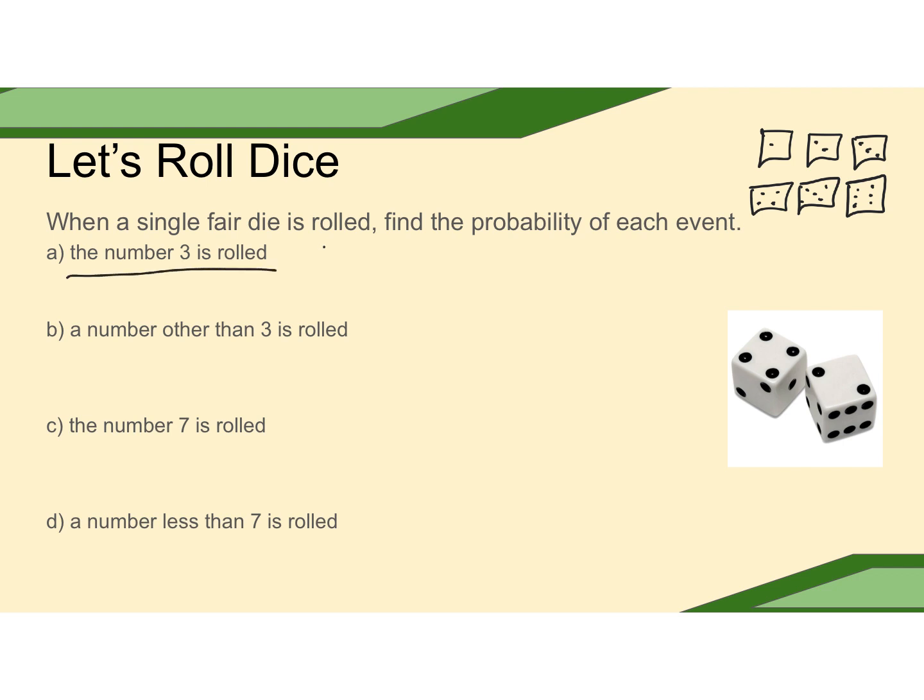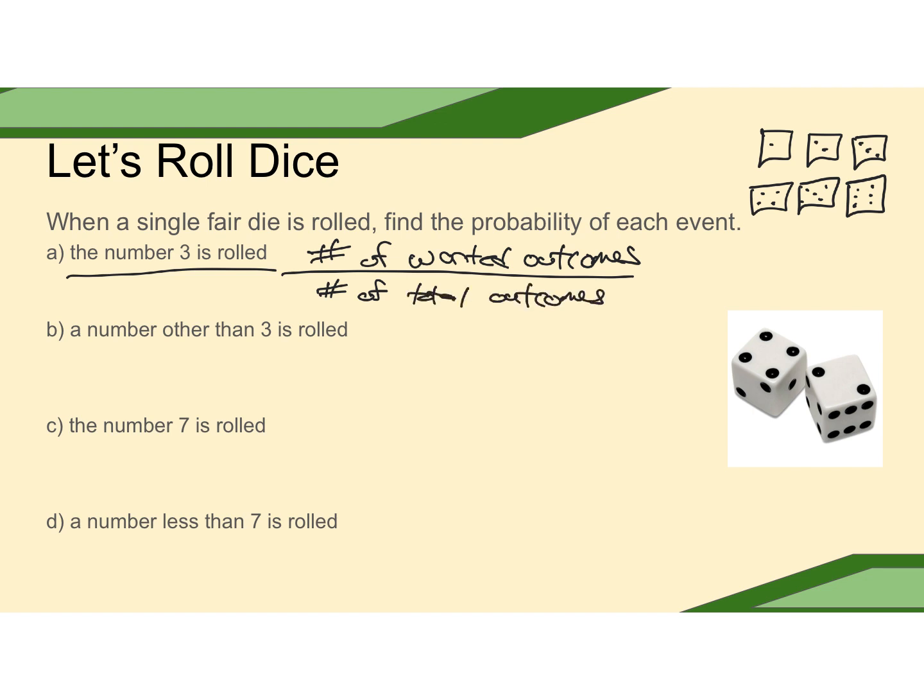Well, if we go back to our idea, the number of outcomes desired, so what do we want, over the number of total. Well, I only want one thing. I want a 3, but there are only 6 ways for me to roll a dice, so the probability is 1/6.